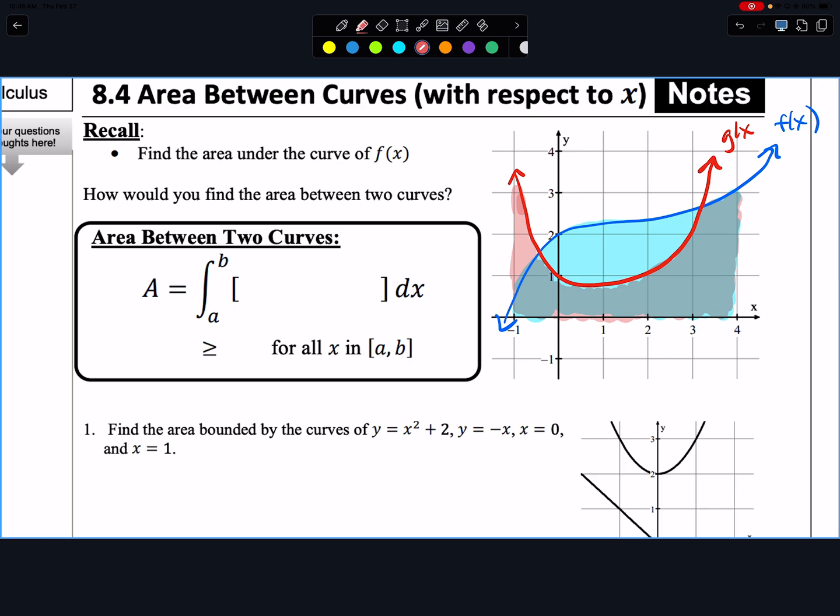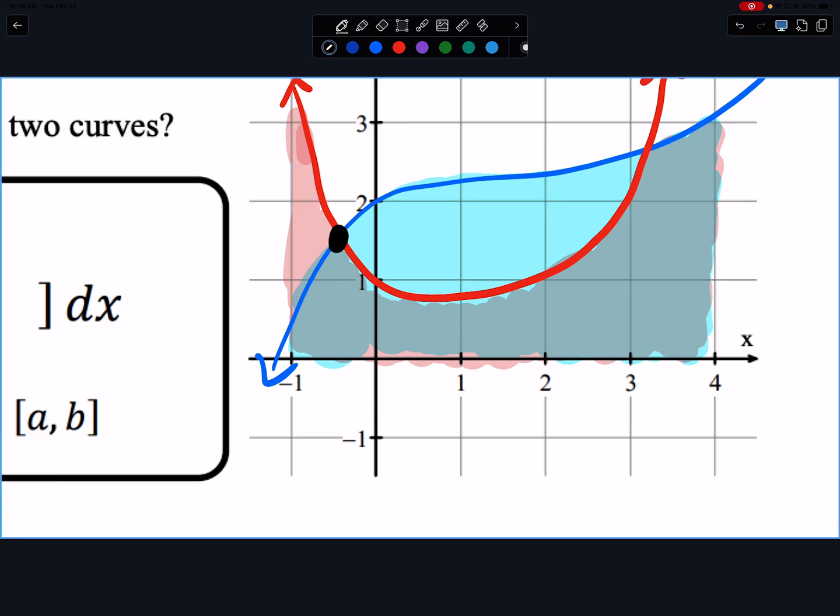So what we're trying to find is the area between them. Do you guys agree the area between them is this part? Okay. So what would be nice to know is the bounds. Do you guys see how the two graphs intersect right there, and they also intersect right there? So this point right here, I'm going to call A. And then this second point right here, I'm going to call B.